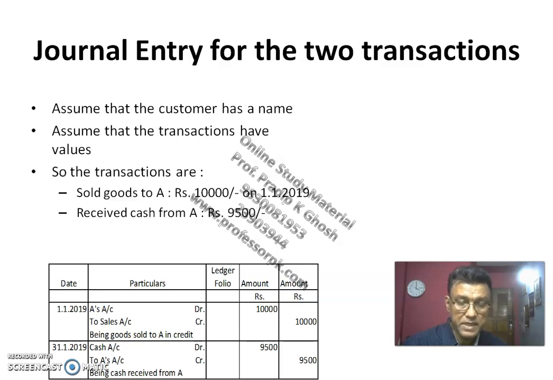A is a personal account. Personal account rule says debit the receiver, credit the giver. In this case, A has given the cash. Therefore, A's account will be credited. So, these two journal entries have been done. There is a space for ledger folio in the journal, and we have not put any numbers here. Ledger folio will be relevant only when you have a large number of ledger accounts.